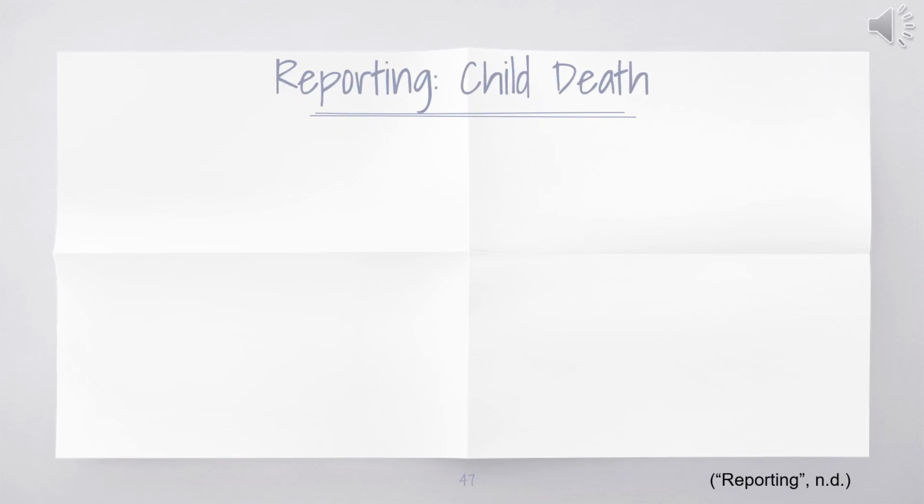The last item we will discuss reporting is child death. You should describe what you know regarding the circumstances of a child's death. Describe any known history of abuse or neglect. Describe the basis for suspecting the death was a result of abuse or neglect. Describe any known history of substance abuse, mental health concerns, domestic violence, or others that may be relevant to the death of the child.